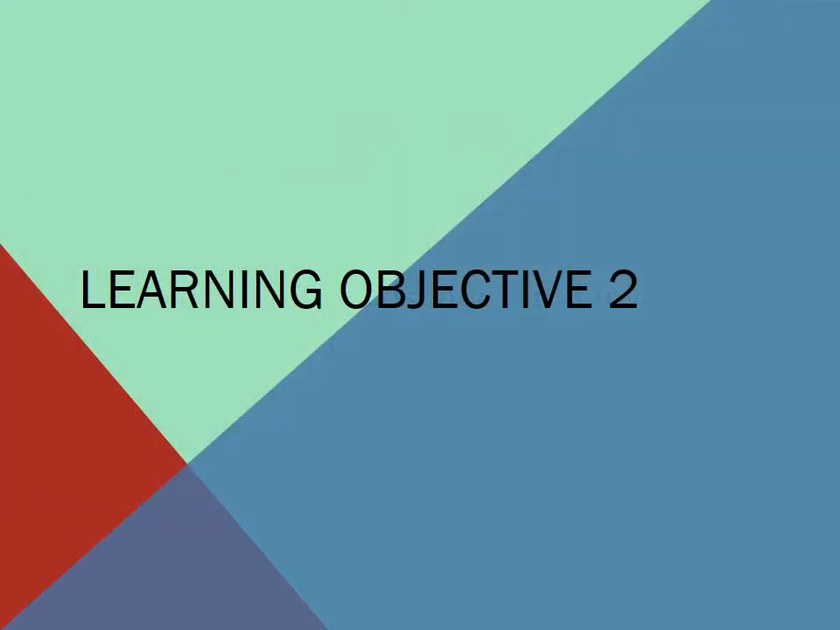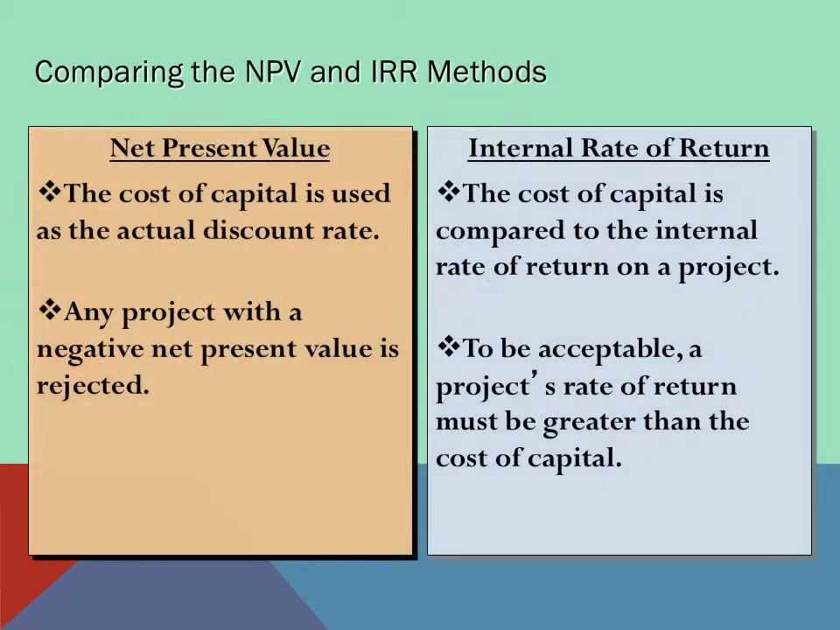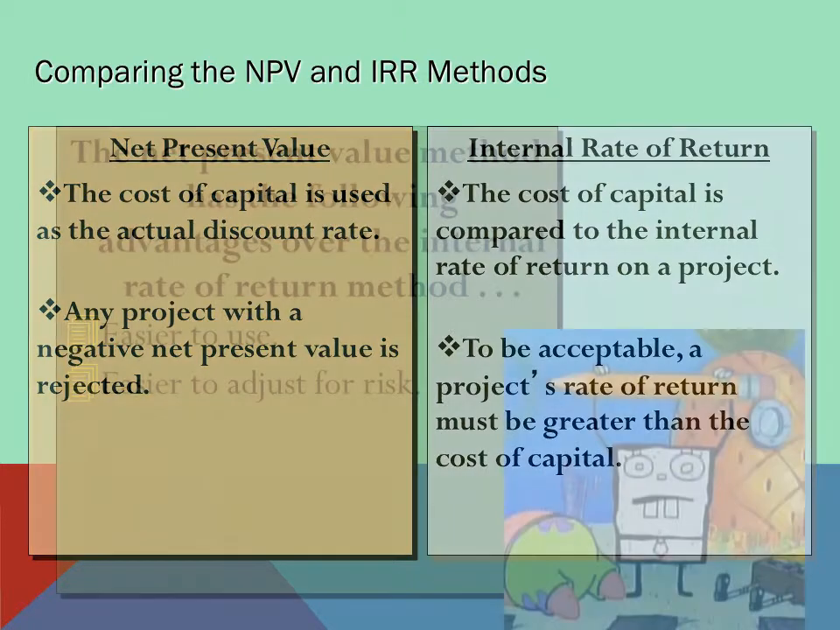Learning Objective 2. Compare the net present value and the internal rate of return methods and state the assumptions underlying each method. The calculation of the net present value is relatively simple. The cost of capital is used as the actual discount rate and any negative value is rejected because it does not return the hurdle rate. The internal rate of return, once calculated, is compared to the hurdle rate. If the return is greater than the cost of capital, the project is acceptable.